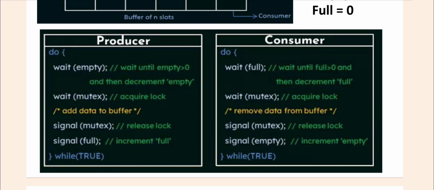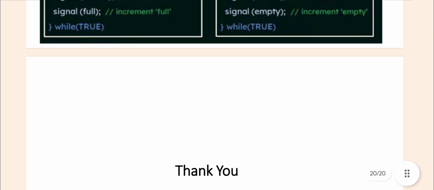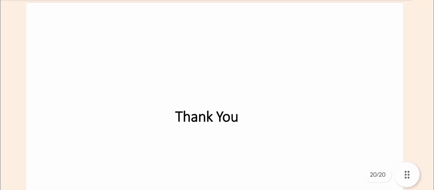The consumer side: the consumer has to wait until full is greater than 0, and then it decrements full, then it acquires the lock, then removes the data from the buffer. Once it removes data from the buffer, it releases the lock. This is the example of the producer and consumer problem. Thank you.